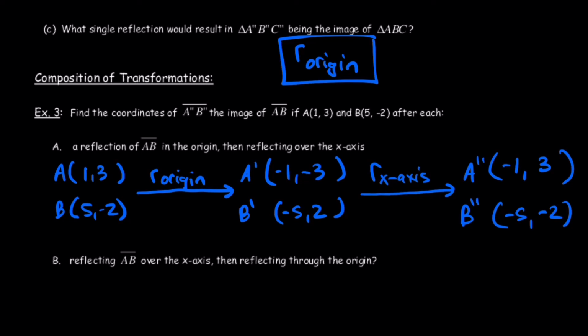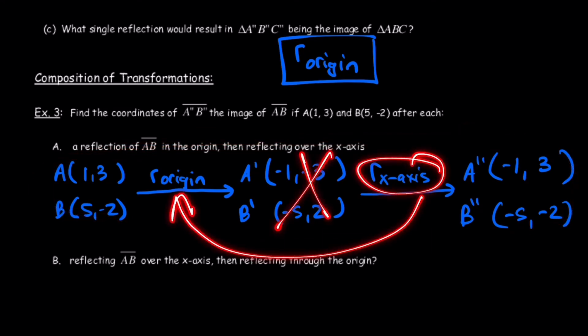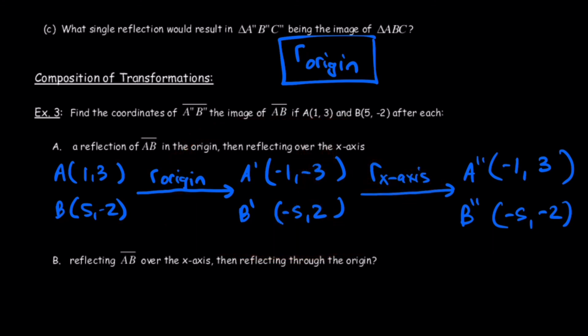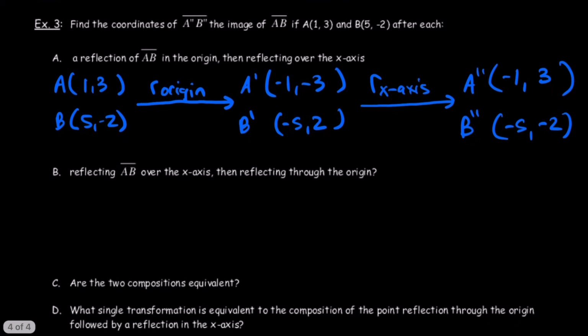Now what we're going to do is go back to our starting point, AB. Go back here. But now we're going to reflect over the x-axis first. So it's going to look very similar to this, except we're changing the order. This is going to be over here, so we'll have different coordinates here. And then my reflection in the origin will be there. And at the end, we'll see, do I get the same result? Do I get a different result? Let's find out. Again, we have to show all our work, so we start with A, which is (1, 3), B, which is (5, -2). And I'm going to reflect in the x-axis.